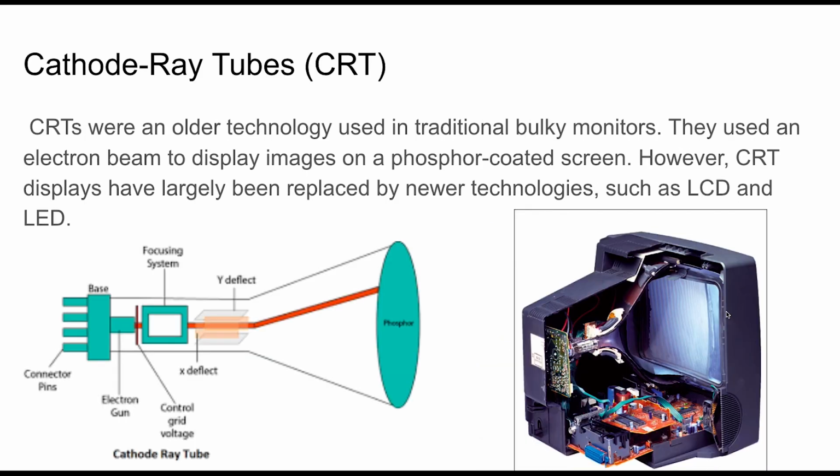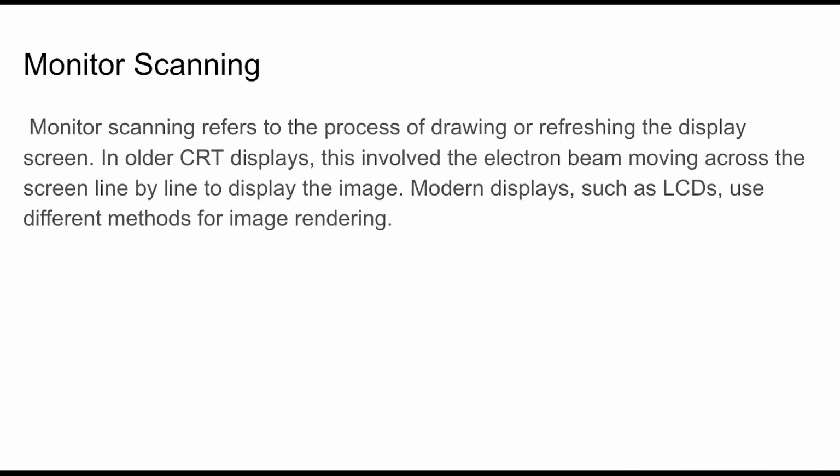Cathode ray tubes, these are those old big TVs. As you can see, this thick TV down to the right, you can see the tube inside of it. CRTs were an older technology used in traditional bulky monitors. They used an electron beam to display images on a phosphor-coated screen. However, CRT displays have largely been replaced by newer technologies such as LCD and LED. If you see one of these in somebody's house, man, they're down bad. Shoot them my course.